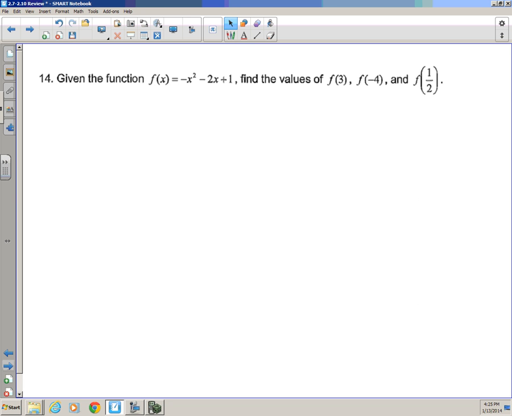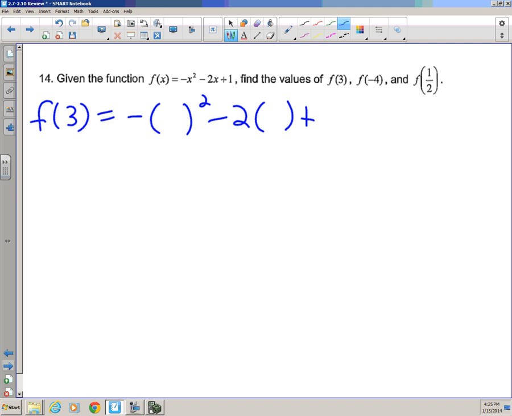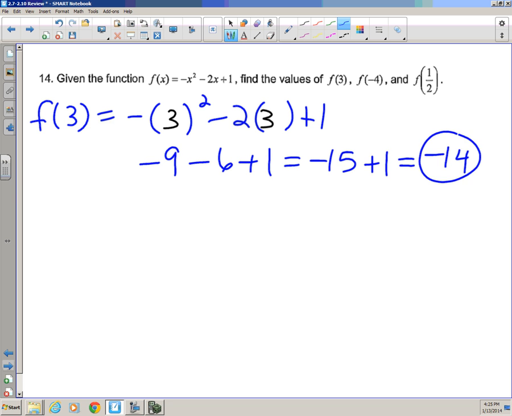Given the function f of x equals -x squared minus 2x plus 1, find the values of f of 3, -4, and 1/2. Show your work. So f of 3 equals -x squared minus 2x plus 1. Don't forget what's being plugged in there is a 3. When you do the order of operations, you've got to do the exponent first, which means it's 9, bring down the negative, minus 6 plus 1, -15 plus 1 is -14.